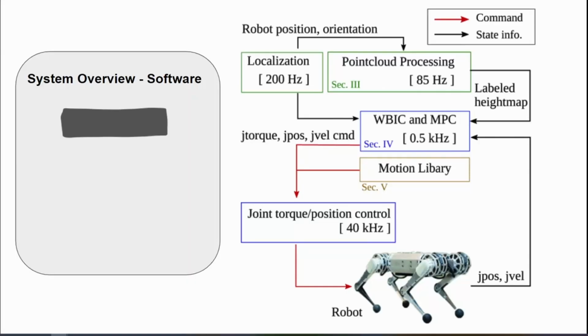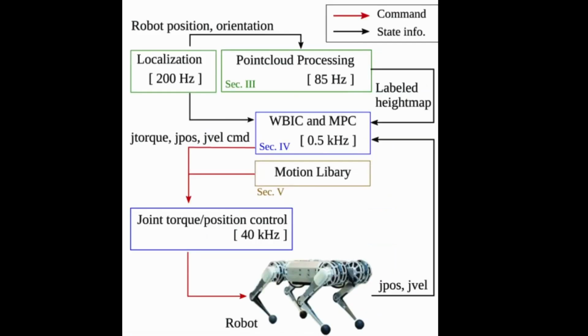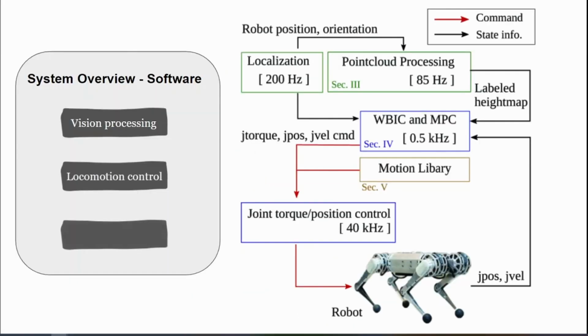The software framework consists of 3 main components. The visual processing, which is responsible for outputting the robot position and orientation, as well as a labeled height map. This localization information is sent to the height map construction program and the real-time locomotion controller, which is used to visualize data to adjust the direction of walking and step location of the robot.